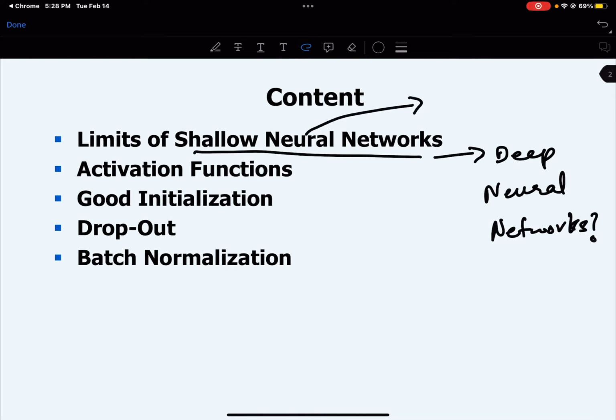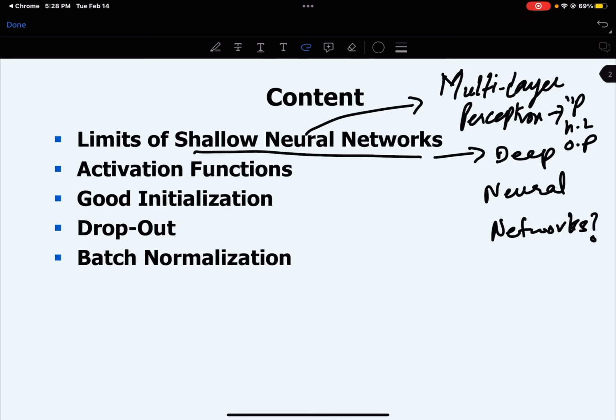In shallow neural networks, such as your multi-layer perceptron, we have only an input layer, one or two hidden layers, and then the output layer. That is our basic understanding of a shallow network. However, if we increase the number of hidden layers, we call that a deep neural network. So more than two hidden layers, and we can categorize the network as a deep neural network.